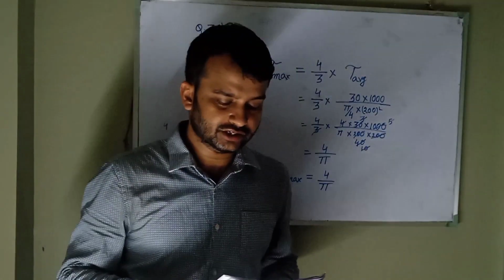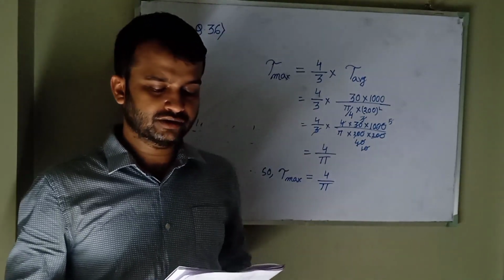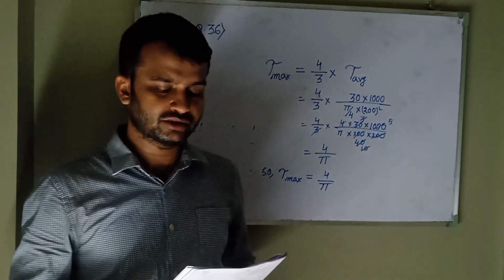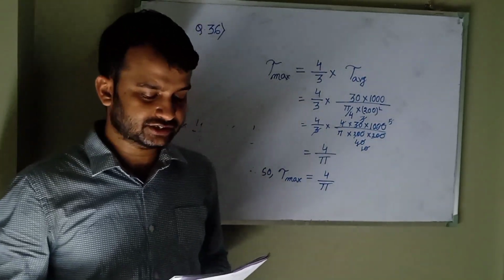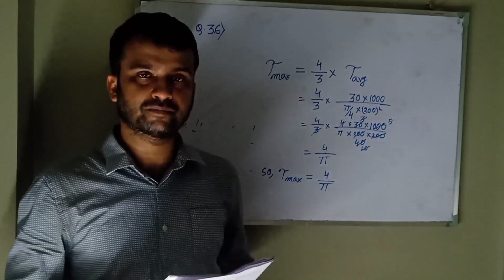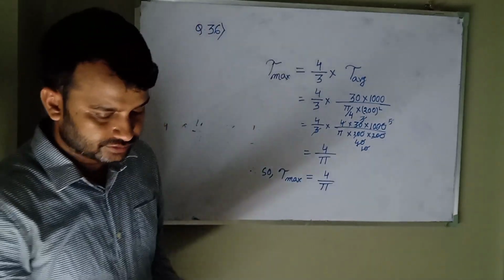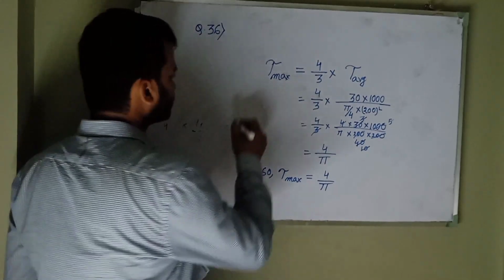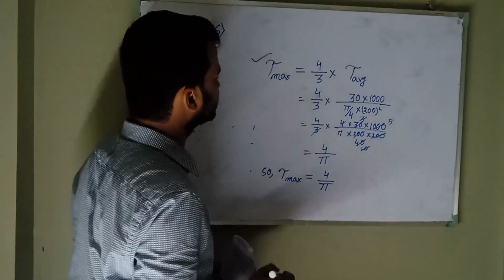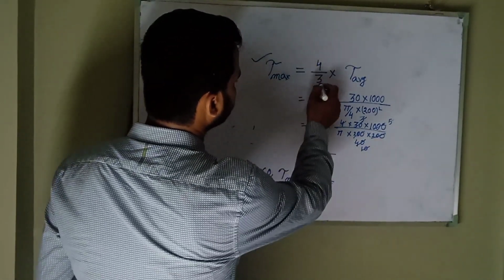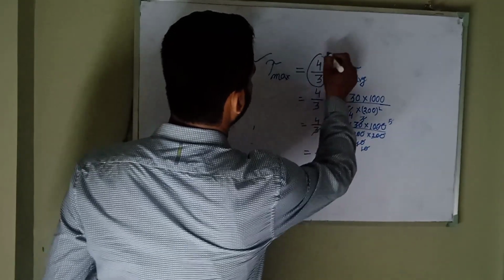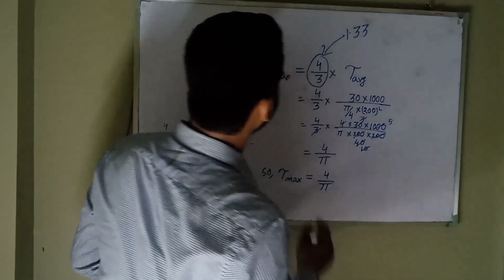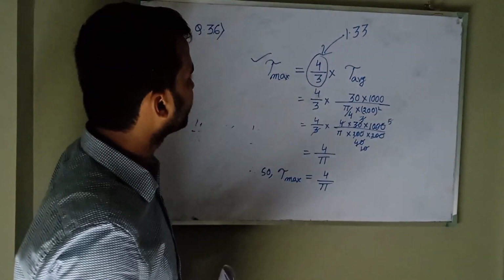Next question number 36. A circular beam of diameter 200 mm is subjected to a shear force of 30 kN. Then maximum shear stress in the section in Newton per millimeter square is. To answer this question, you have to remember this formula. Tau max, that is maximum shear stress, equals 4 by 3, that is 1.33, into tau average.